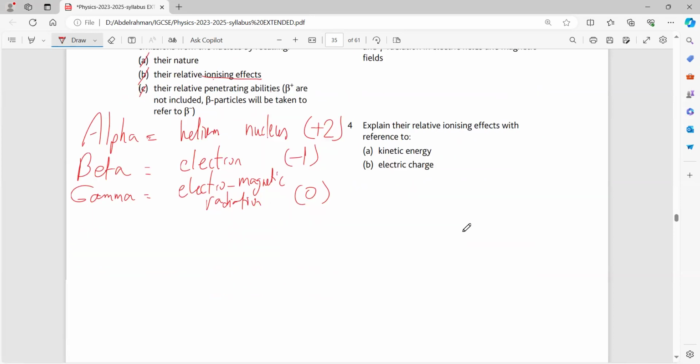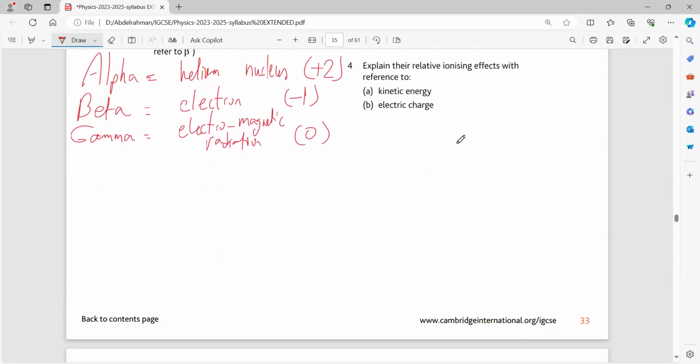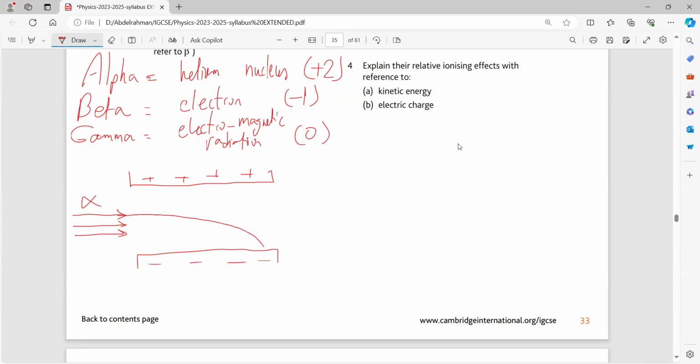Let's discuss alpha, beta, and gamma while moving through an electric field and through a magnetic field. The simplest one is the electric field. If I have a positive plate and a negative plate, and alpha, beta, and gamma, the alpha is positively charged. So basically, the alpha will be attracted to the negative plate. That's quite simple.